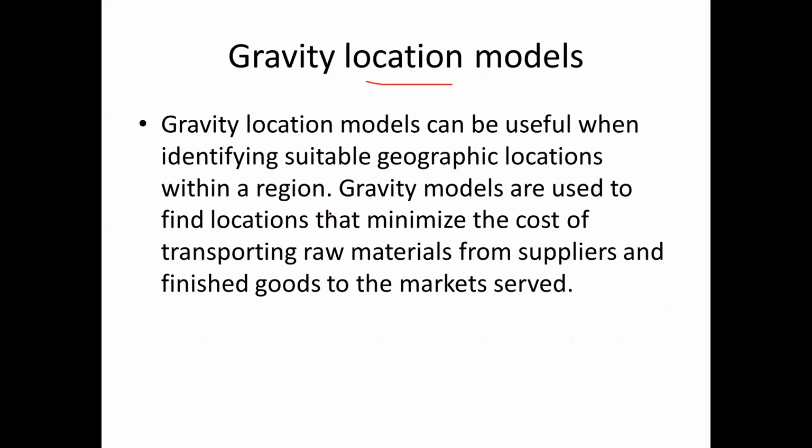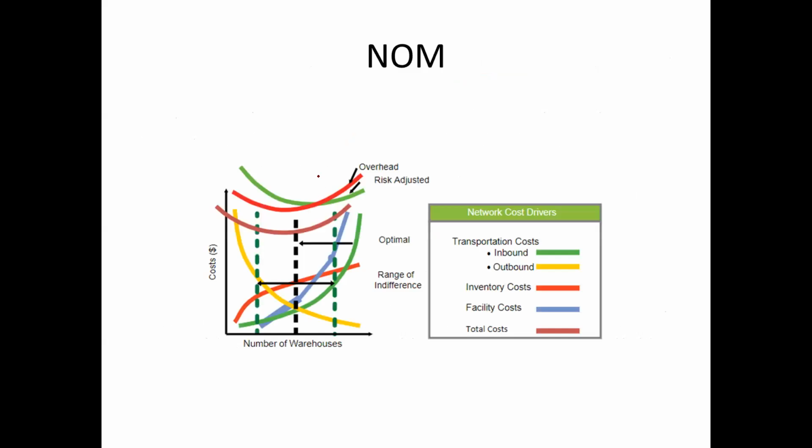Network optimizations can be gravity location models, and they can help identify locations in a region. And there's another diagram of a NOM with the graphs that go down and up, and the optimum is somewhere in here.